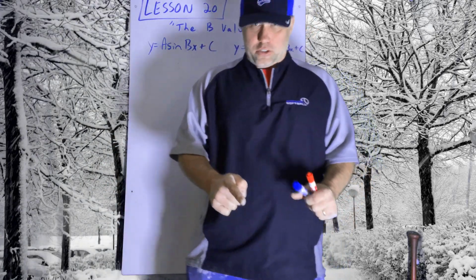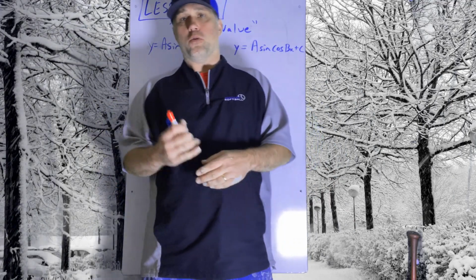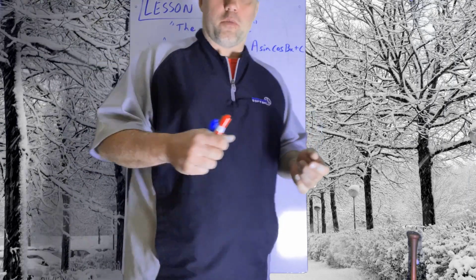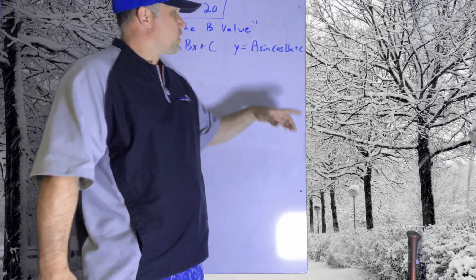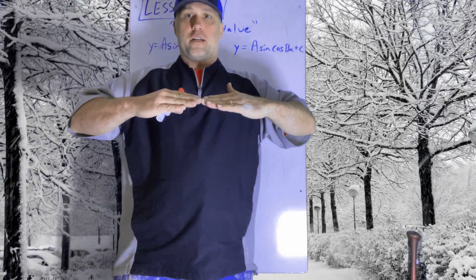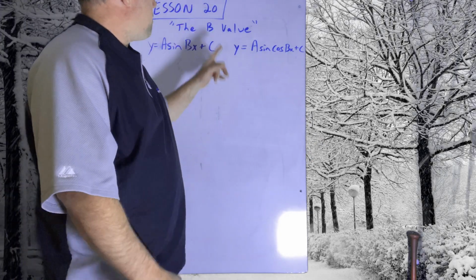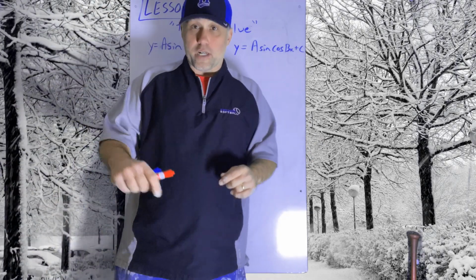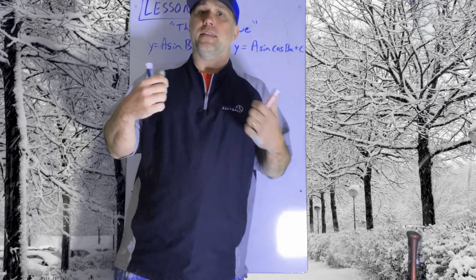All right, so we're going to finally talk about the B value. I've been telling you that we're going to mention this B value all along. So far, we've looked at the A value. We've figured out that that stretches our graph. We've looked at the C value to figure out that that shifts our graph up and down, moves that midline. Now the B value is going to do some weird stuff to these graphs. It's going to be a lot more complicated than the other stuff.